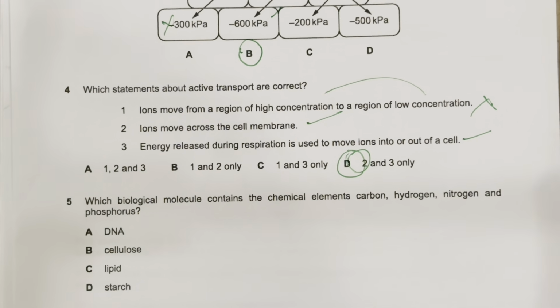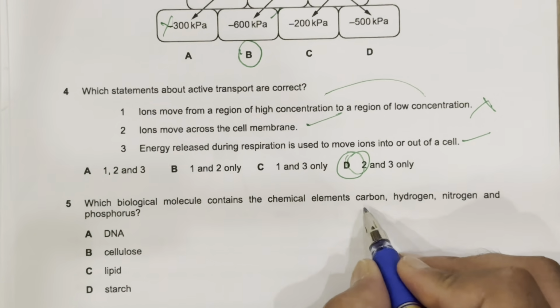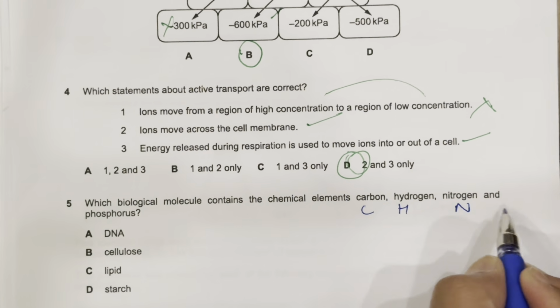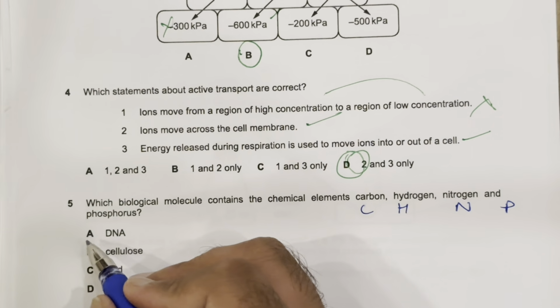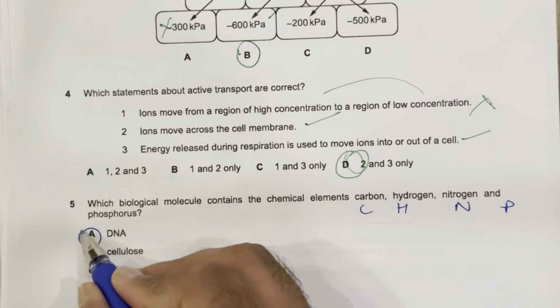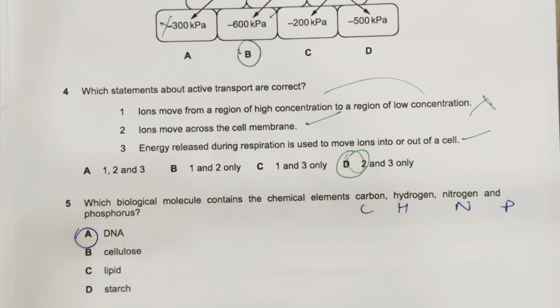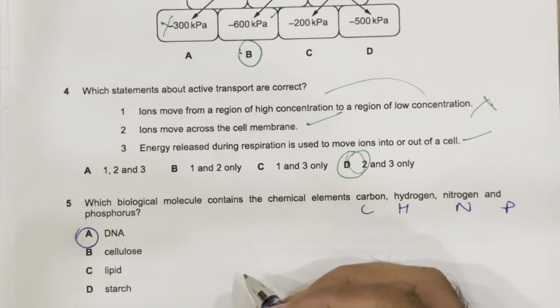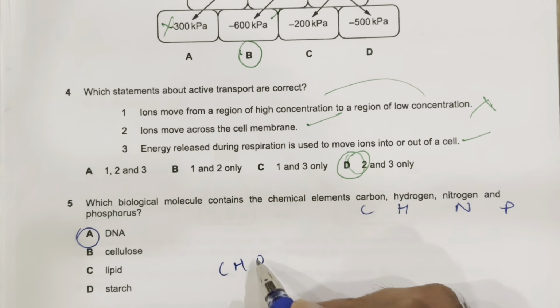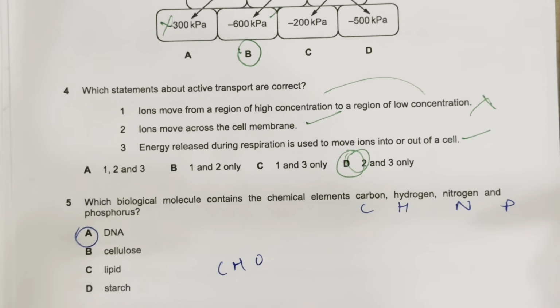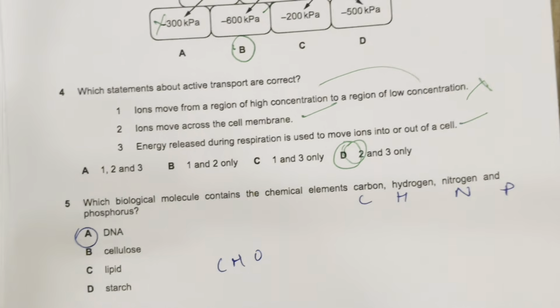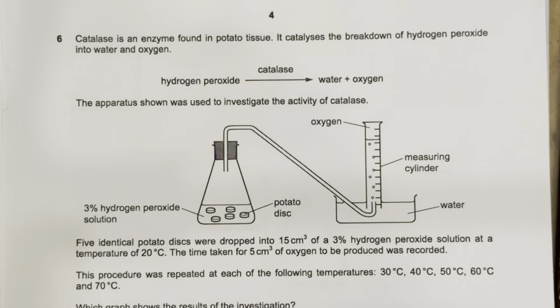Moving to question number 5. Which biological molecule contains the chemical elements carbon, hydrogen, nitrogen and phosphorus? It means it should have carbon, hydrogen, nitrogen and phosphorus. So DNA is the only one that contains all these 4 elements. Cellulose, lipids and starch contain carbon, hydrogen and oxygen only. So only option A is carrying carbon, hydrogen, nitrogen and phosphorus. So DNA is the answer. Moving to question number 6.